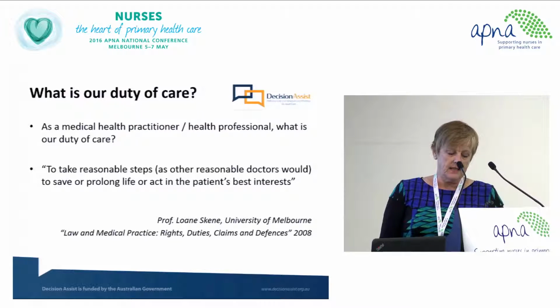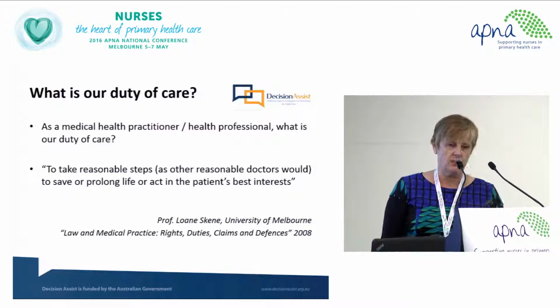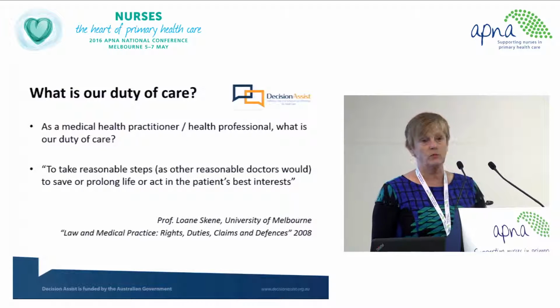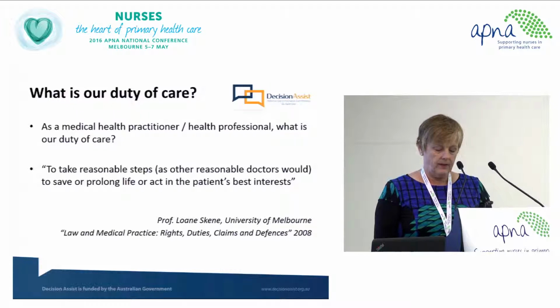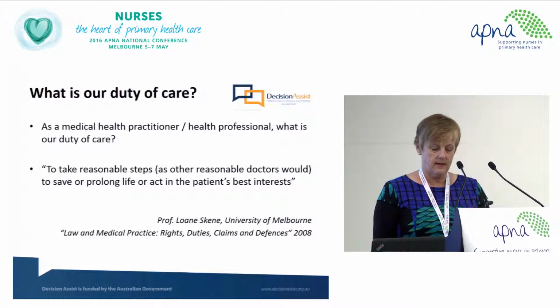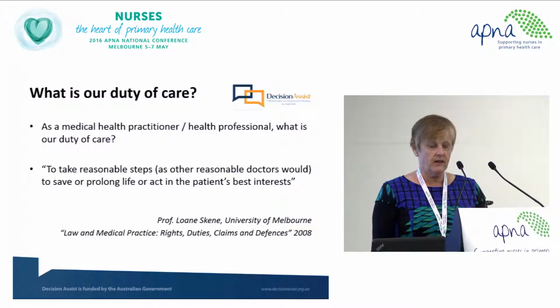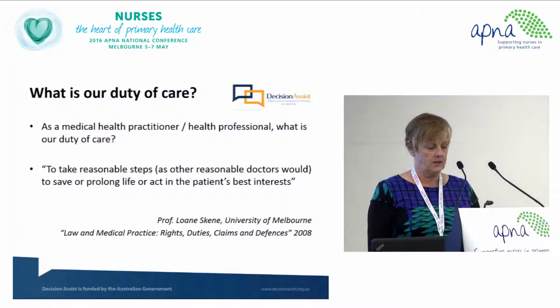So it's to take reasonable steps to save or prolong life and to act in the patient's best interests. And the best way of identifying what a patient's best interests are is to know what that patient would want. And if they have lost the ability to tell us, that's where it's useful to have done an advanced care plan. In other words, find out in advance what sort of care the patient would or would not want and take that into account when making decisions.